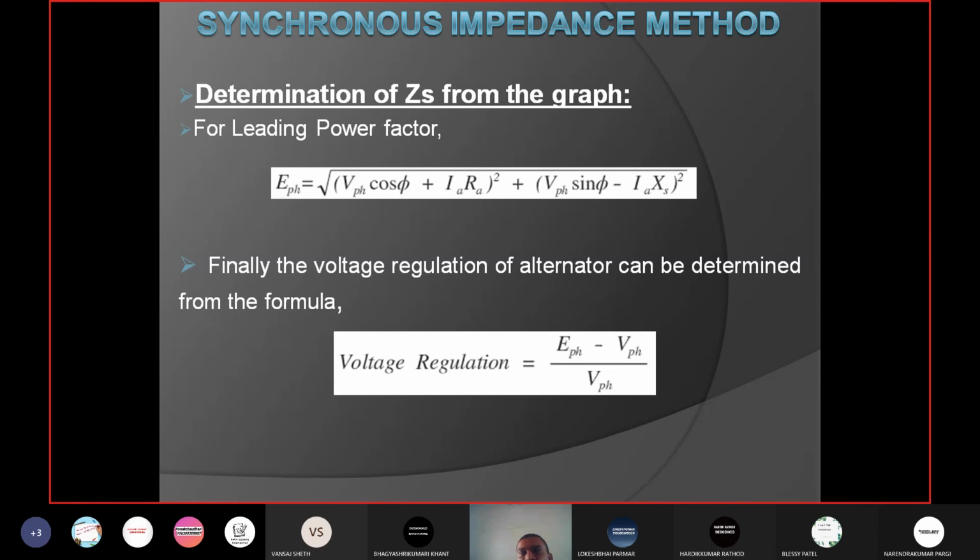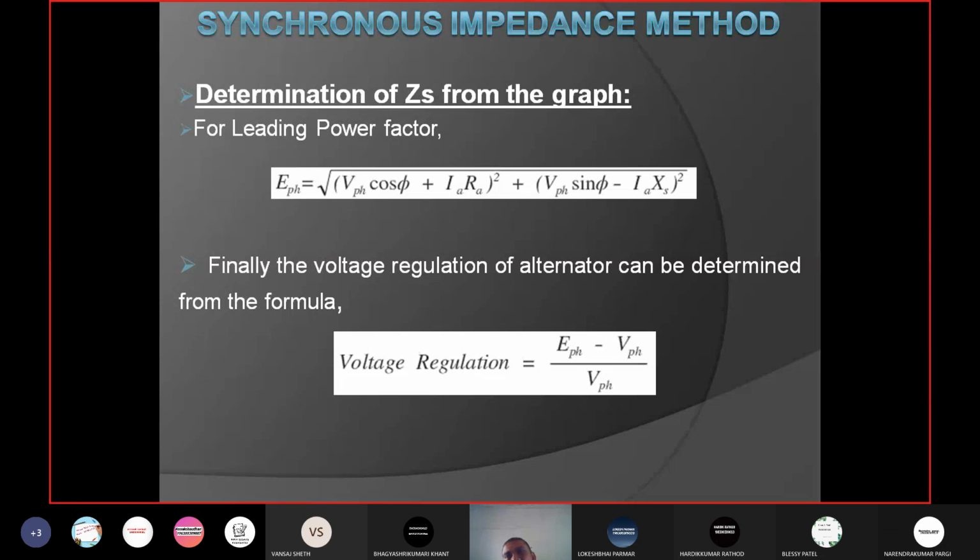In this method, physical load is not connected, so we can easily do the experiment to find the voltage regulation. This is the advantage. But the major disadvantage is that we cannot find the actual loading condition of the alternator, because the physical load is not connected here. Also, since physical load is not connected, there is no wastage of power.